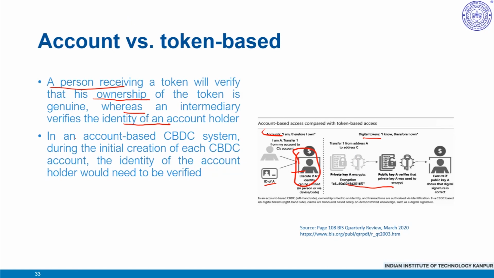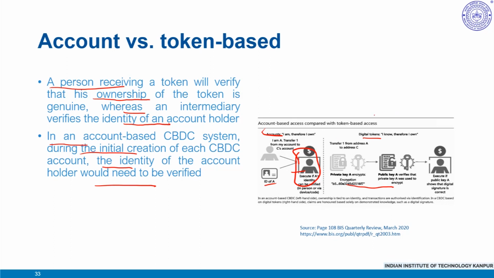Next, in an account-based CBDC system, during the initial creation of each CBDC account, the identity of the account holder needs to be verified. And from that point onward, payment transactions could be conducted rapidly and securely. By contrast, in a token-based system, the entire chain of ownership of every token must be stored in an encrypted ledger. In case of tokens on distributed ledger, new payment transactions are collected into blocks that must be verified before being added permanently to the ledger.